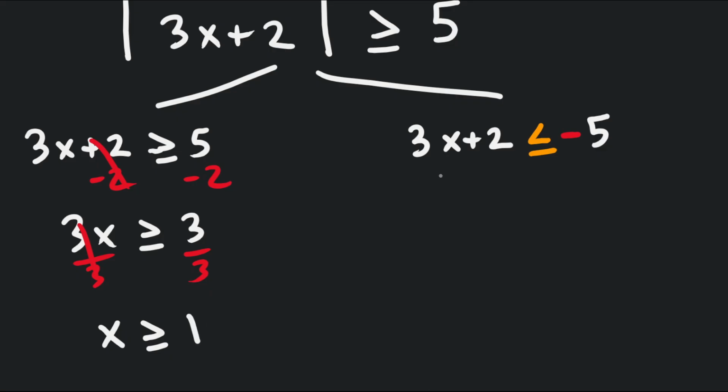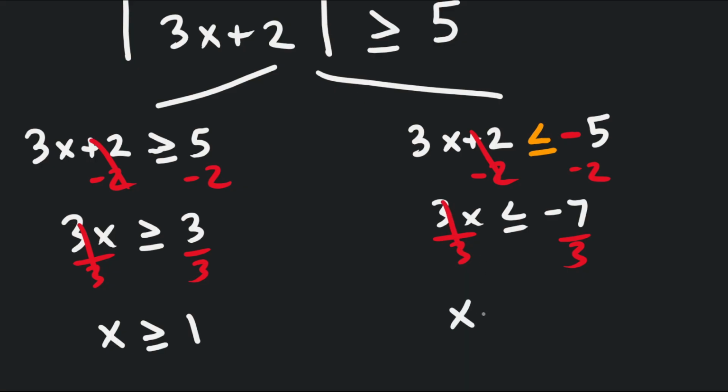And let's do the same thing with this inequality. Let's solve for x. So we have this plus 2. We will subtract 2 from both sides. We are left with 3x is less than or equal to negative 5 minus 2, which is negative 7. And then we'll divide both sides by 3 to finally isolate that x. So we have x is less than or equal to negative 7/3.